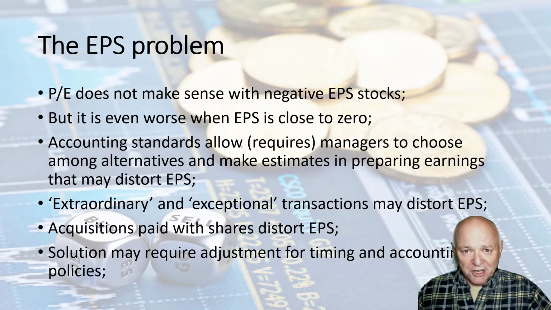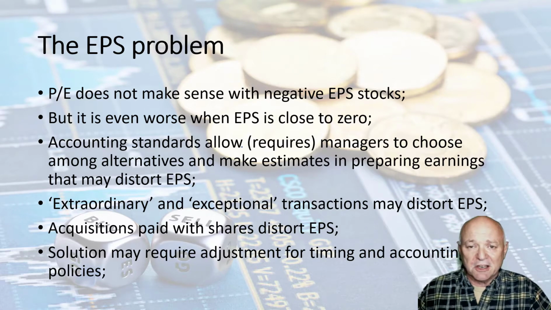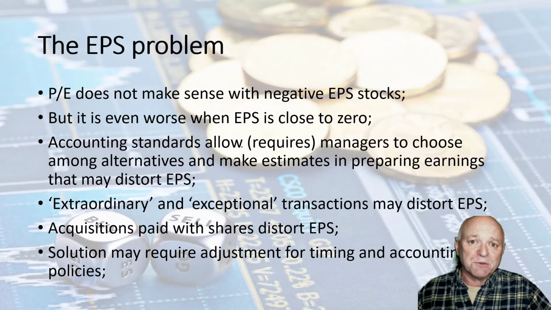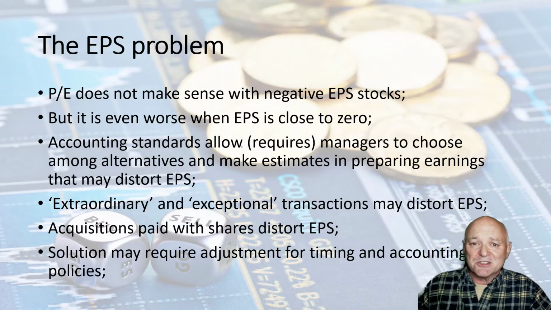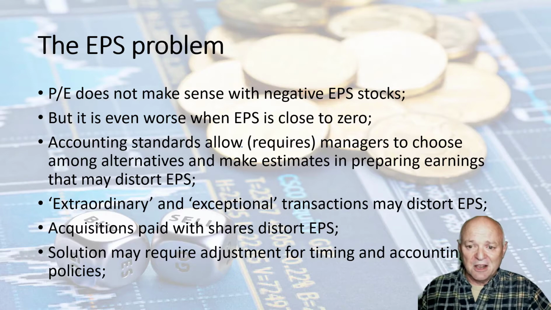Price earnings multiple generally doesn't make sense when we're using negative EPS stocks, but it becomes even worse if the earnings per share gets very close to zero, because the price earnings multiple becomes incredibly large and sometimes approaches infinity. So if we have 1,000 times or a 10,000 times price earnings multiple, it's probably not because the share price is really high, but because the earnings per share is very close to zero.